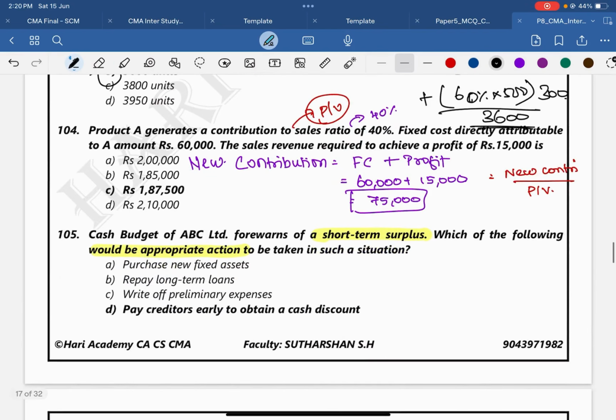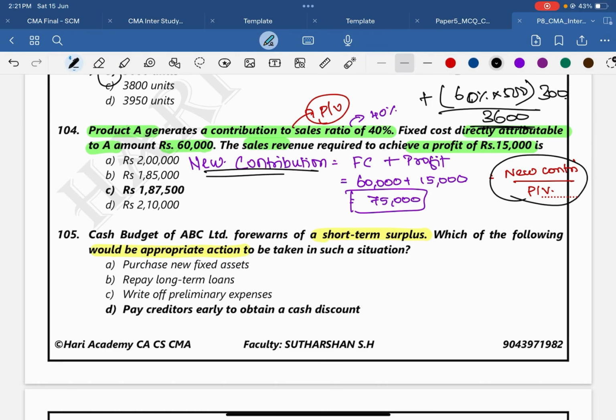Then question number 104. Read that question very carefully. Product A generates a contribution to sales ratio of 40%. That is nothing but PV ratio is 40%. Fixed cost directly attributable to A amounts to 60,000. Sales revenue required to generate a profit of 15,000. So we have a formula to find out the sales revenue: it is nothing but new contribution divided by PV ratio.